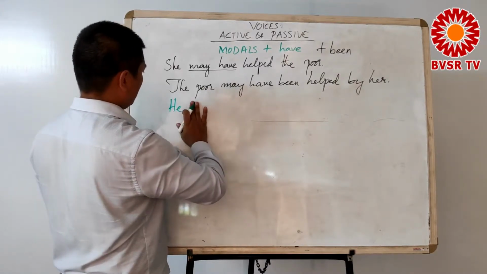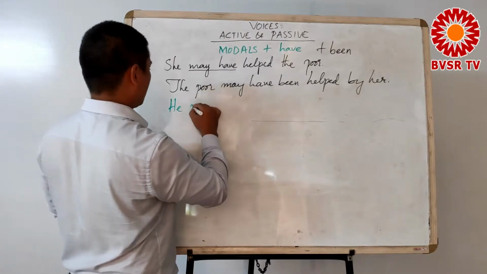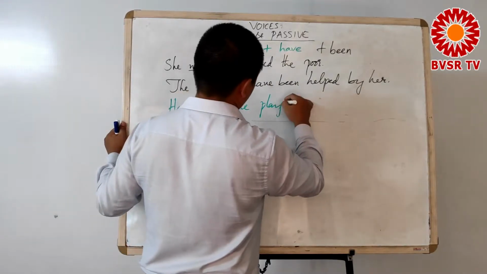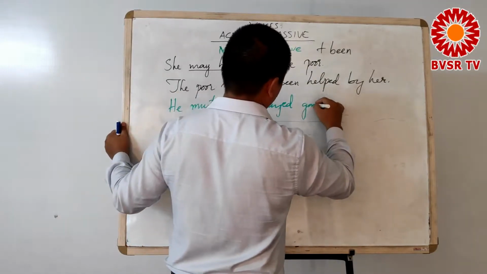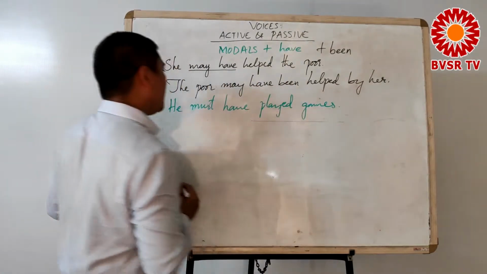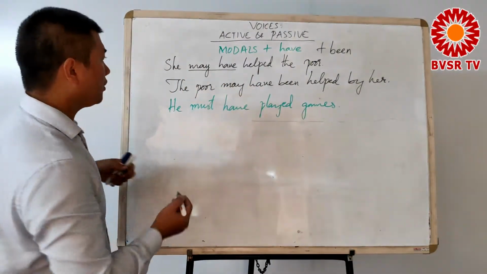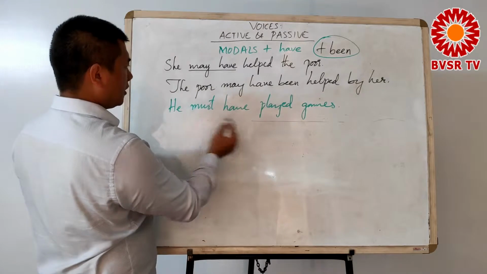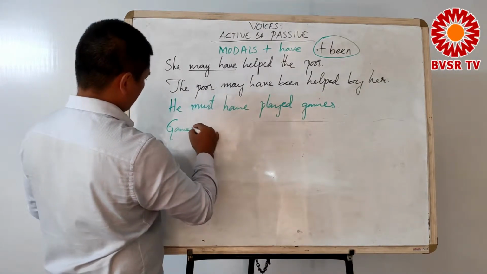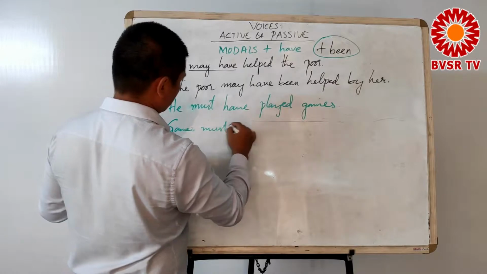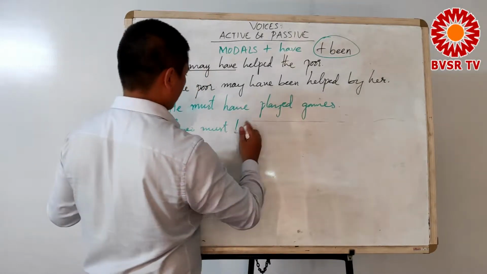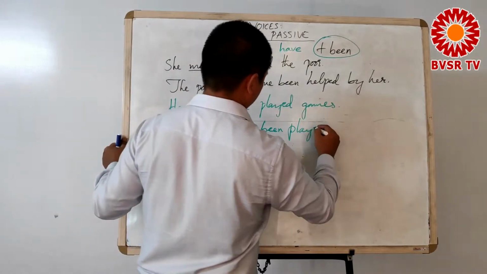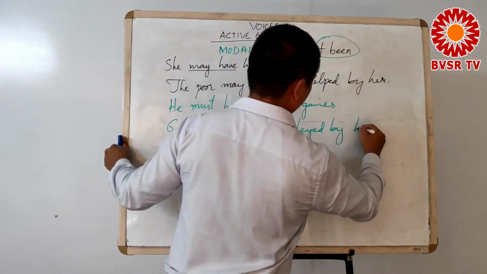He must have played games. So he must have played games. Now when you convert it into passive voice, keep in mind we have to add been. Games must have been played by him.